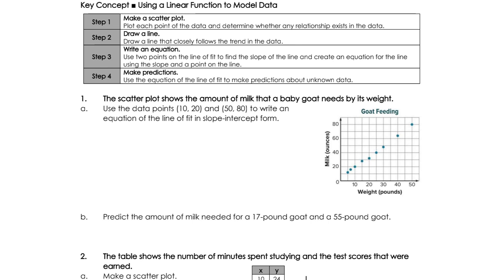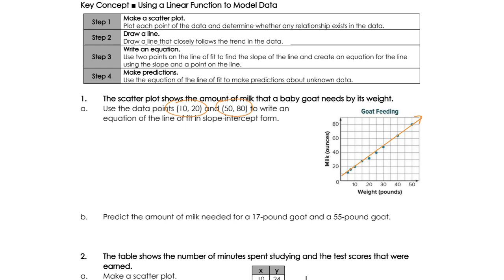So just to put this into perspective for you, we need a line that goes through (10, 20) and (50, 80). So that would be the line that we are writing the equation for. And again, you don't need to draw this line, but it's just to give you a visual as to what we're doing right now.